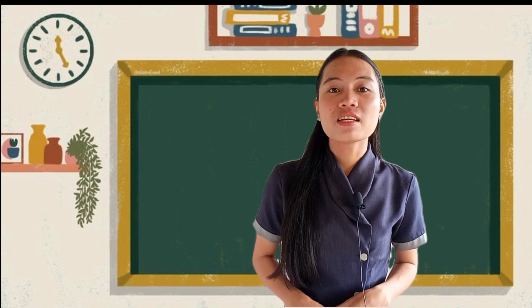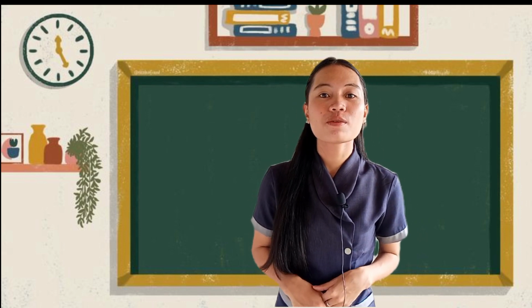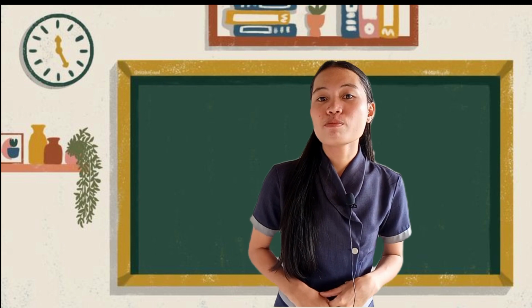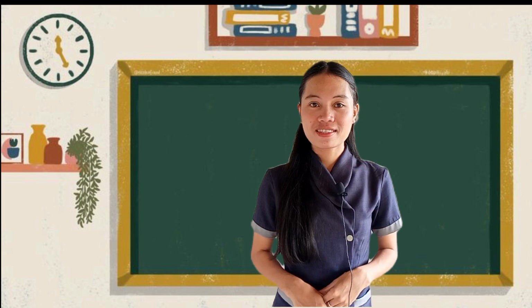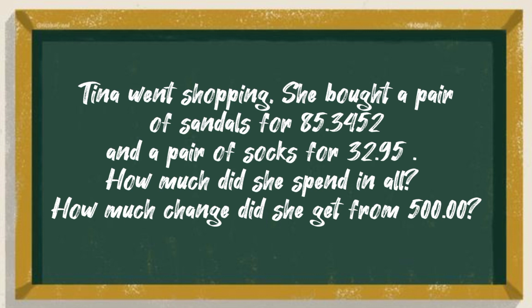Adding and subtracting is similar to the process of adding and subtracting whole numbers. Decimals through 10,000s have 4 digits after the decimal point. Let's try this one. Tina went shopping. She bought a pair of sandals for 85 and 3,452 10,000s and a pair of socks for 32 and 9,500s. How much did she spend in all? How much change did she get from 500?